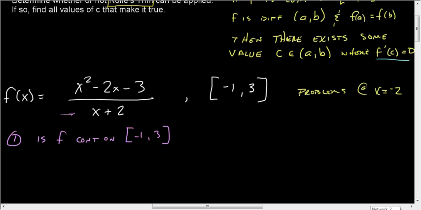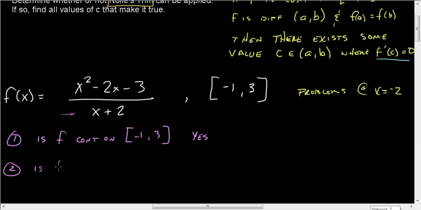Now, if you look at this, is f continuous on [-1, 3]? Well, yeah, that's fine. It's continuous because we'll just get a fraction. As long as that fraction does not have a 0 in the denominator, we're fine. And since -2 is the only point where it does, then we're okay. So yes, because -2 is not part of our closed interval.